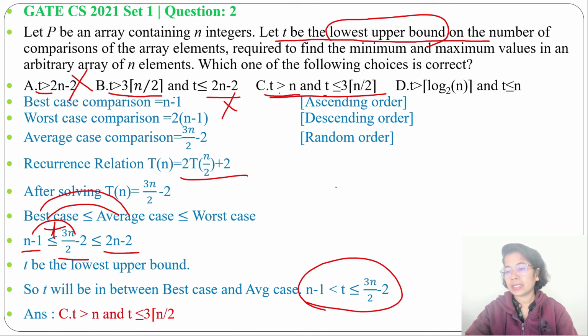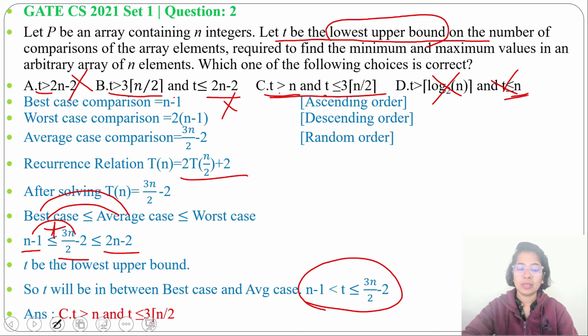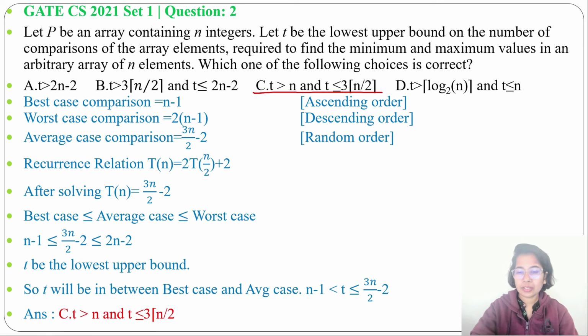And option D, T is greater than log n base 2 and T is less than n. So n is the lower bound, so T value should be greater than n. Here T is given less than n and greater than log n base 2. It is wrong, this is not exact. In option C it's given T is greater than n. We can write T is greater than n minus 1, but it is fine. Even here 3n/2, it's actually 3n/2 minus 2.